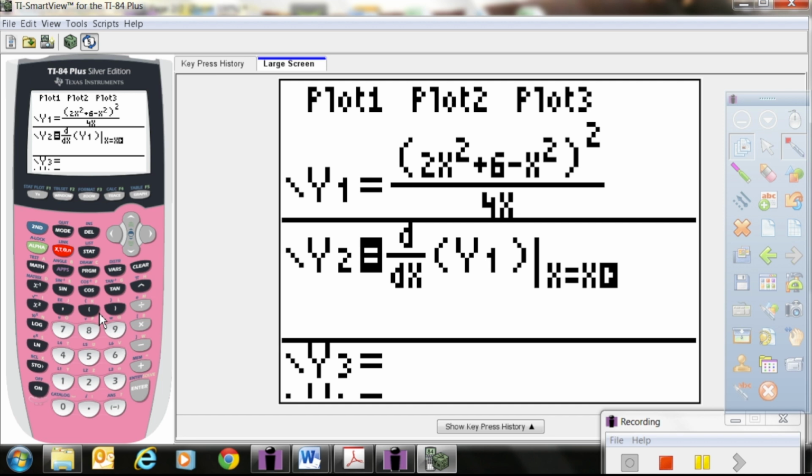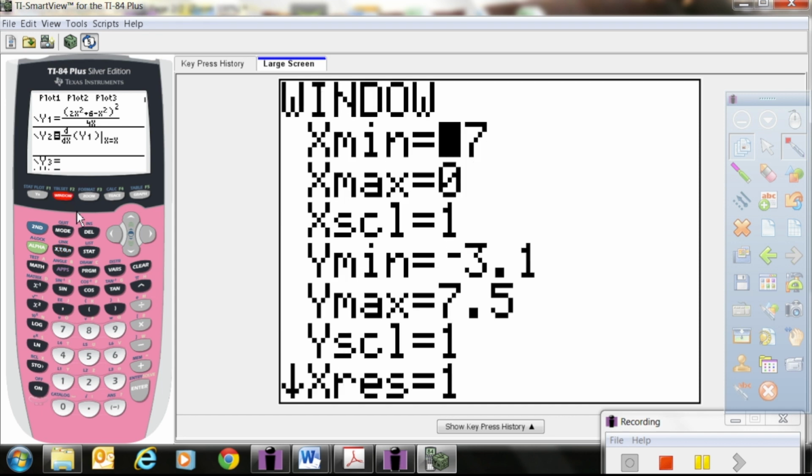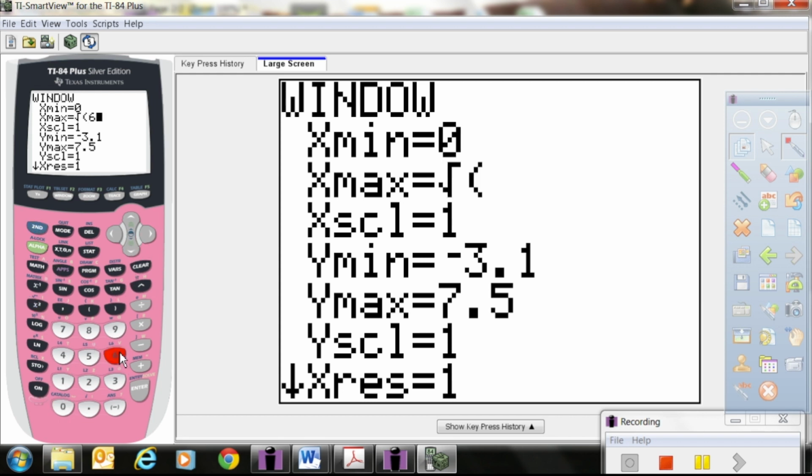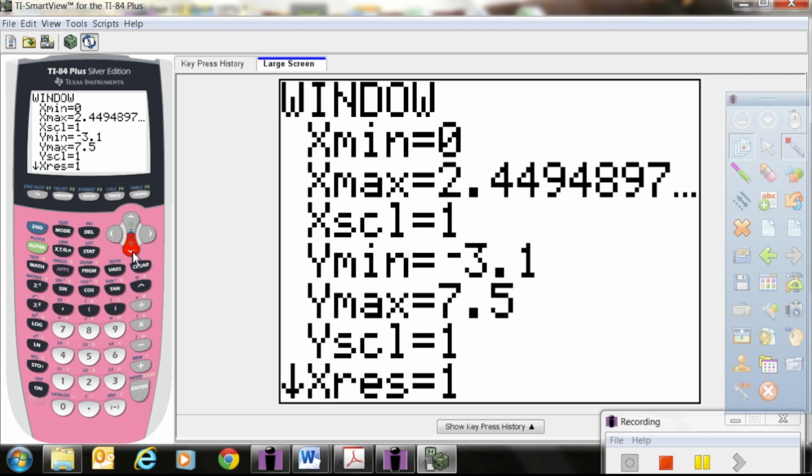I'm going to be looking for a root, and it's a minimum, so I want that root to go from negative to positive. For my window, I'm going to be really smart. This x has to be between 0 and root 6 because that's what it was designed to be. And then I am looking for a root, so I don't really need a lot of y's. So I'm going to go from -1 to 1. By minimizing your screen, this will go faster. It doesn't take as long to graph the graph.